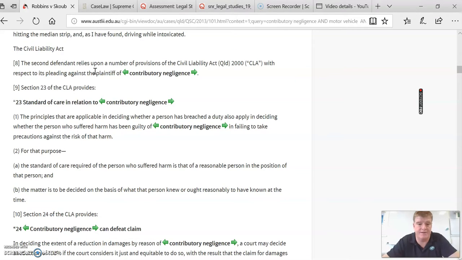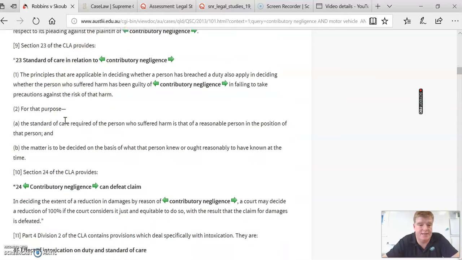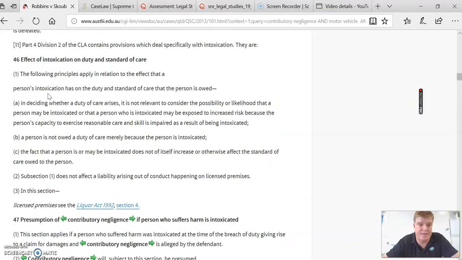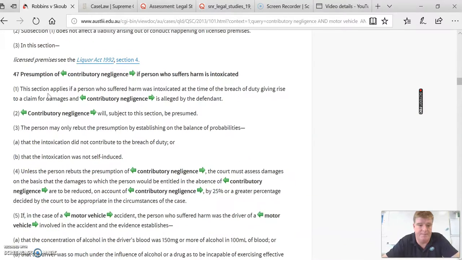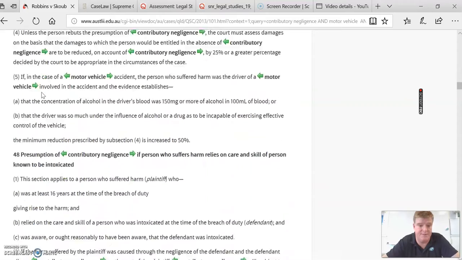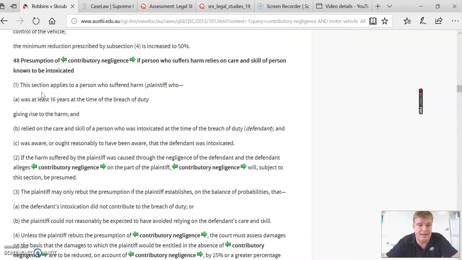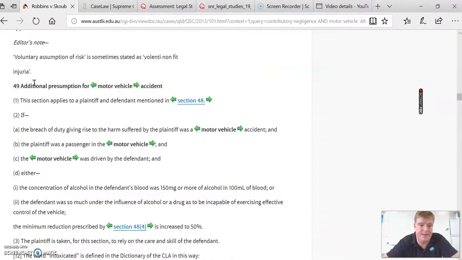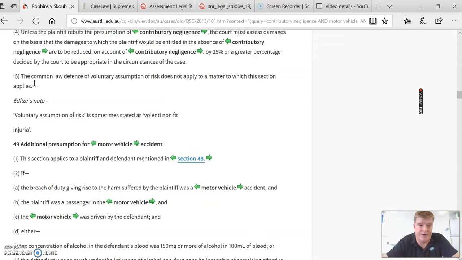It discusses some elements of negligence and the standard of care. Brings in this issue of contributory negligence here. Starts to get to 47. So we're starting to get through this. This is the area of the Act that we're interested in. Let's see if we can find some more facts.